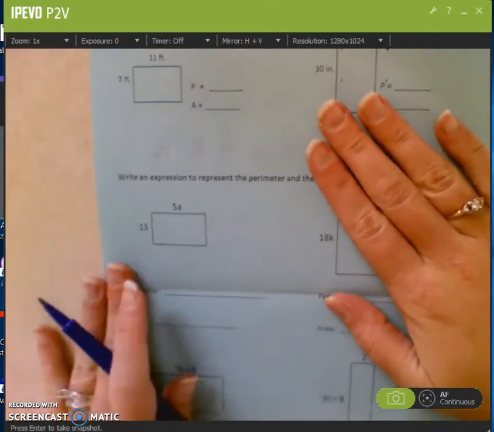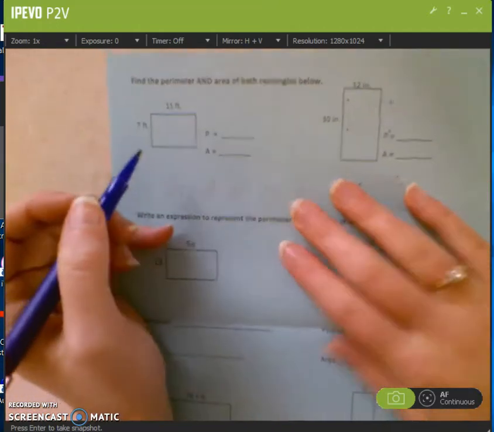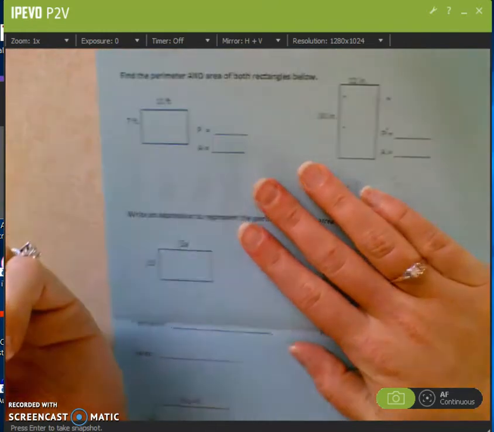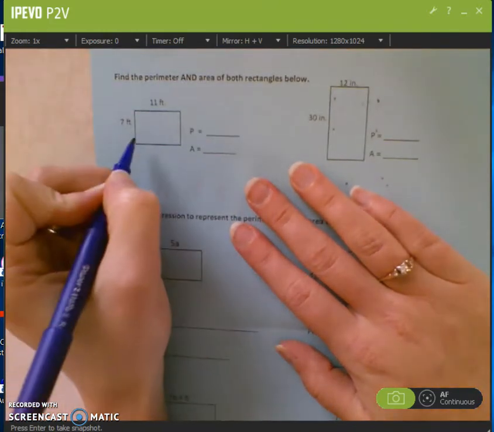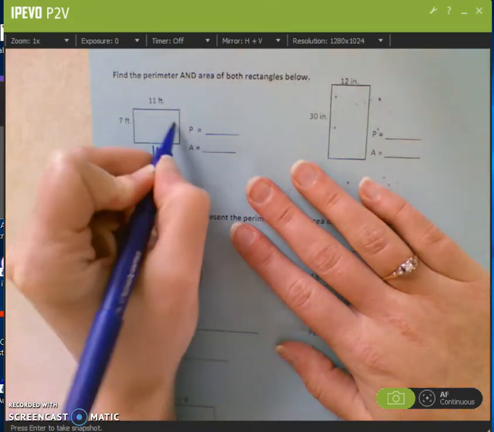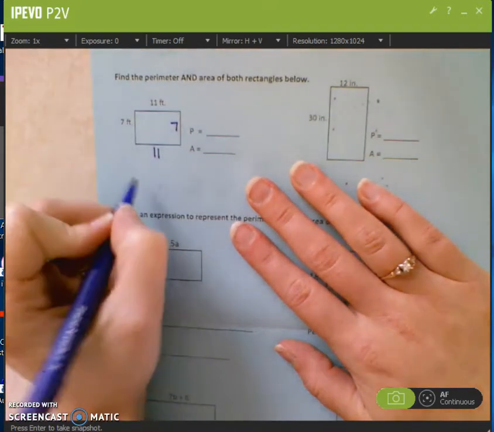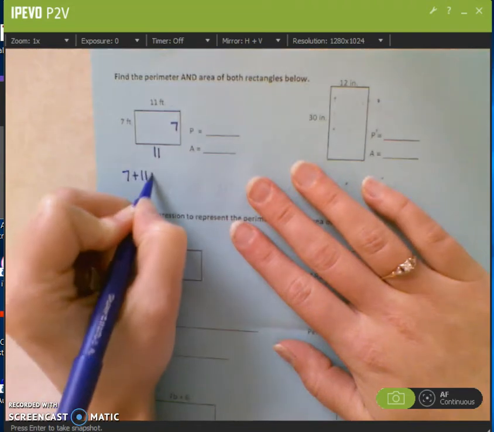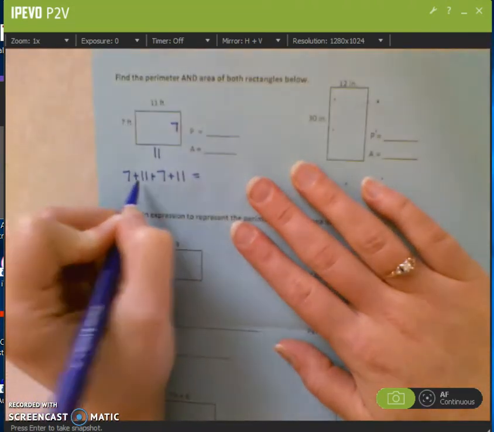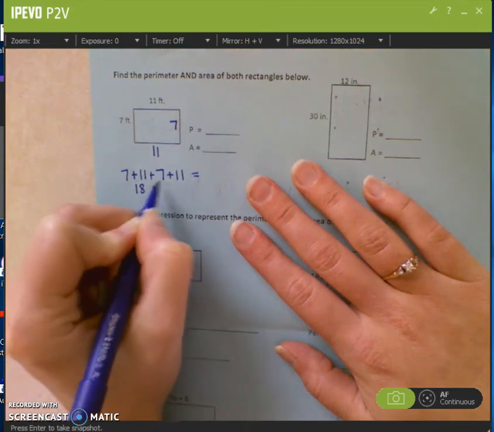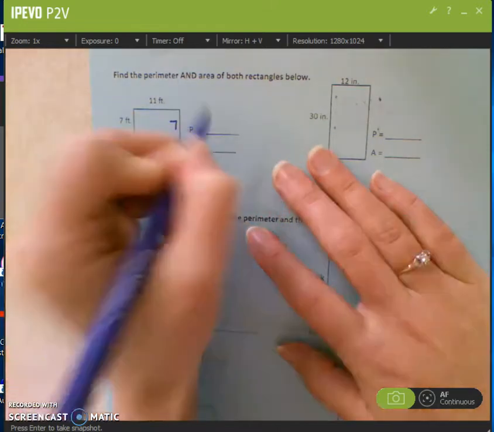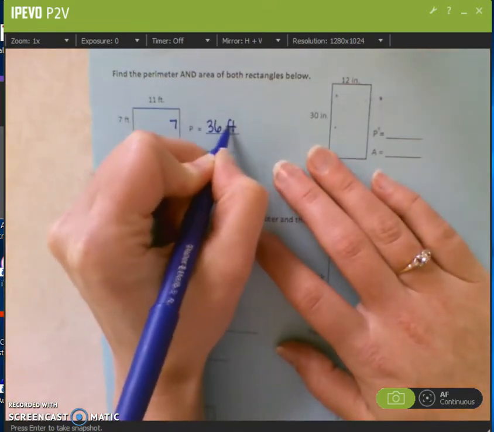Let's just continue with some review here. Finding perimeter and area of both rectangles. Again, this is something I would expect you already know how to do. To find the perimeter of this, we know that if this is 11, this is also 11, and if this side is 7, this side is also 7. So we add them up, 7 plus 11 plus 7 plus 11. And I know that 7 plus 11 is 18. 7 plus 11 is 18. And 18 plus 18 is 36. So my perimeter here is 36 feet.